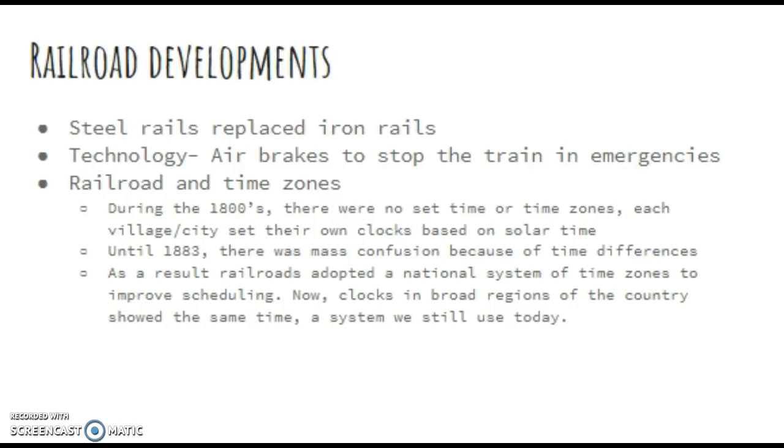So, railroad developments. We start to see steel rails replace iron, air brakes to stop the train in emergencies, and railroads and time zones. Railroads are one of the main contributors to the creation of time zones. This is because during the 1800s, there were no set time or time zones. Each village and city set their own clocks based on solar time. Until 1883, there was mass confusion because of time differences. As a result, railroads adopted a national system of time zones to improve scheduling. Now clocks in broad regions of the country showed the same time, a system we still use today.